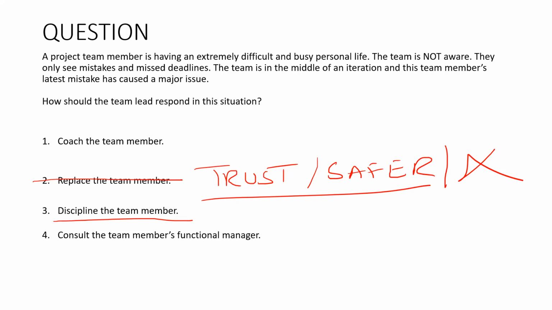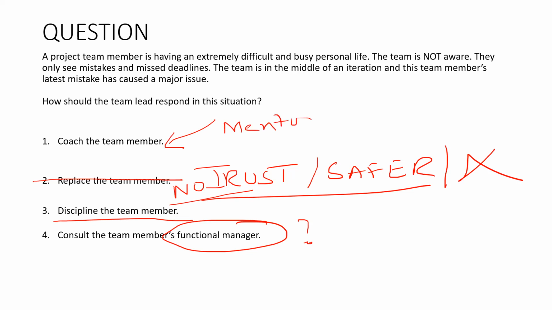Discipline the team member again? You are creating a no-trust emotion for them. Consult the team members or the functional manager? The problem is with him, so why should I go and ask the functional manager? So the best thing is to coach the team member. Coach, or you can do mentoring also. Yes, this is the answer for emotional intelligence, which is self-awareness and social awareness. You need to understand what their limits are. Make sense? All agree with the answer?